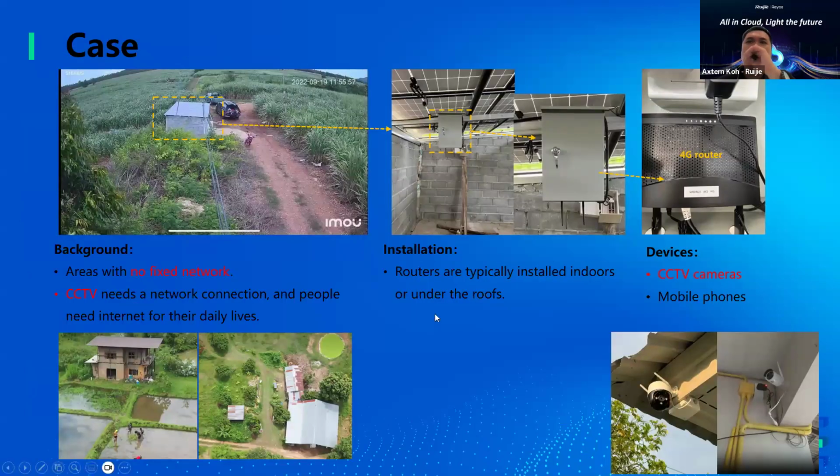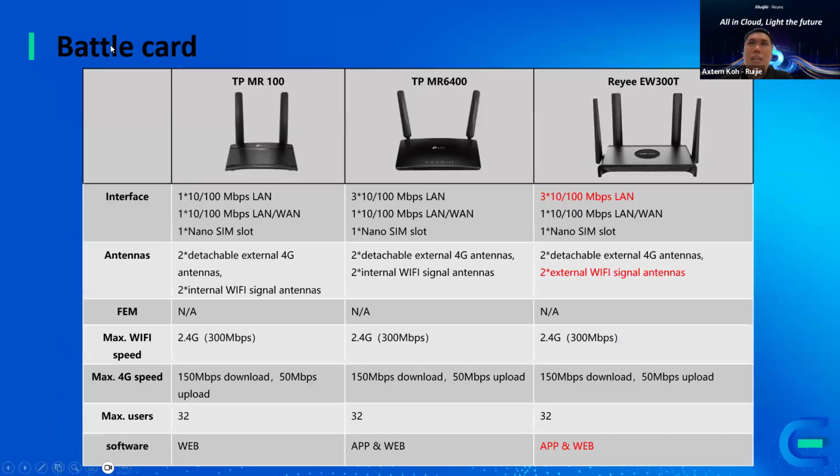So the 4G router, we are not late, I hope. The Ruijie EW300T model is able to work together. It's not the industrial grade 4G router. And this is some of the guide we're going to share with you. Especially you can see we have more ports, compared with this, and the pricing also compared with this. And two external Wi-Fi signal antennas to let the 4G be more stable with better coverage, using our EW300T.